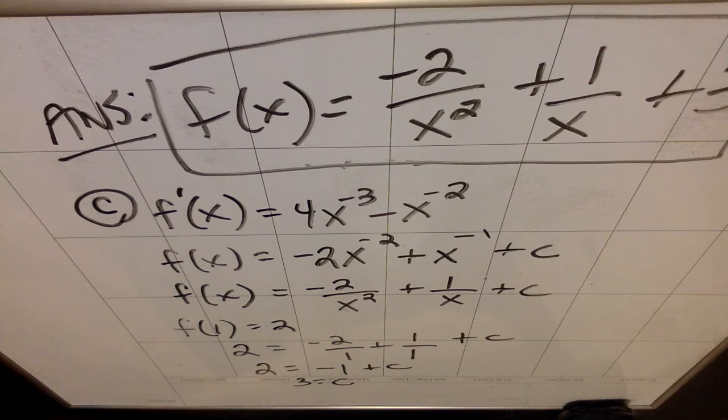Or you could write it with the negative exponents. It's up to you. You could make it negative 2x to the negative second, plus x to the negative first, plus 3.